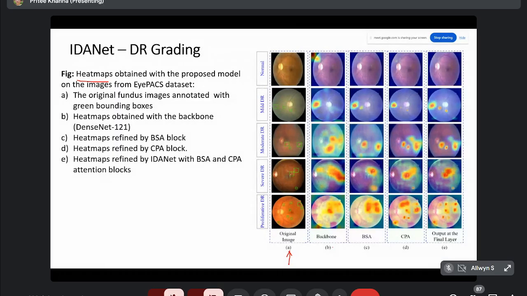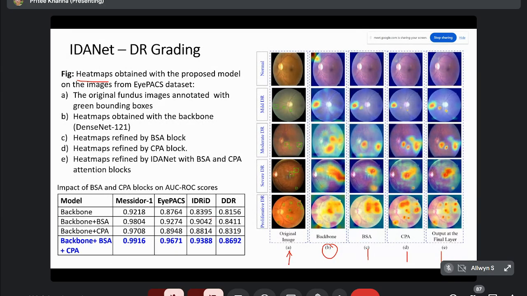Now, these are the heat maps from the backbone. This is the output of the BCA block. This is the output of the CPA block. And this is the output of our final layer. If you look at the third and the fourth columns, you can observe that the BCA block can identify heterogeneous structural lesion parts efficiently, while the CPA block is effective in detecting small sized lesions. See here, the BCA block is not able to capture what the CPA block has captured.